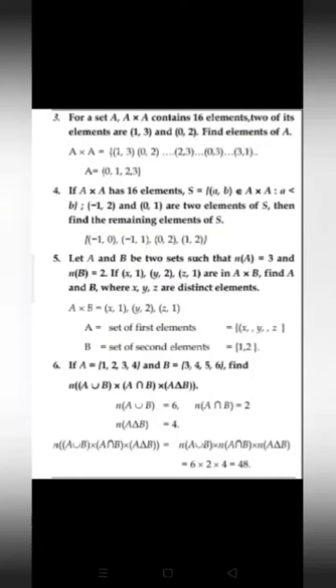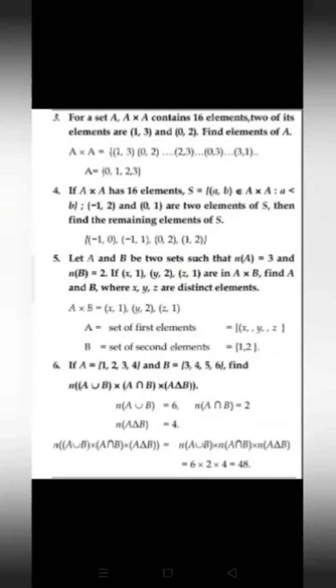Next problem. If A cross A has 16 elements, S equals the set of all ordered pairs (a, b) such that (a, b) is in the Cartesian product A cross A, such that one more condition is given, a is less than b, right? Then (-1, 2) and (0, 1) are two elements of S. Then find the remaining elements of S.